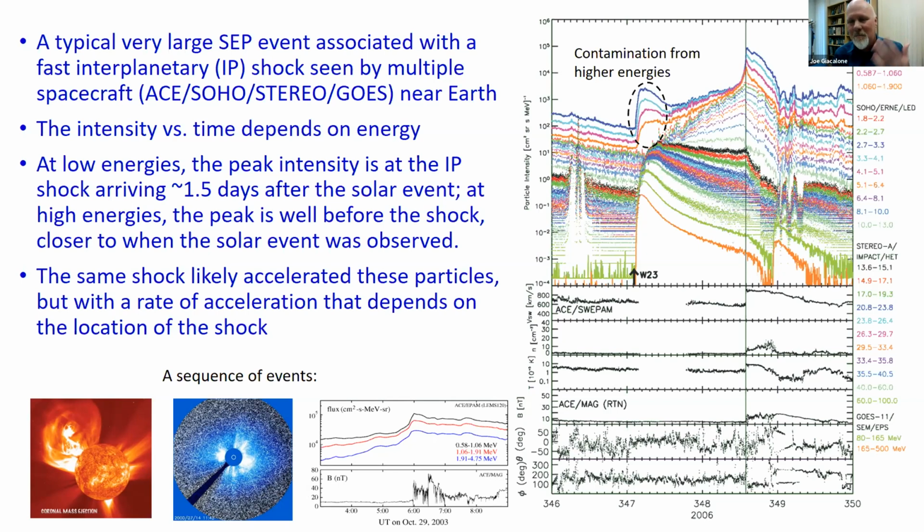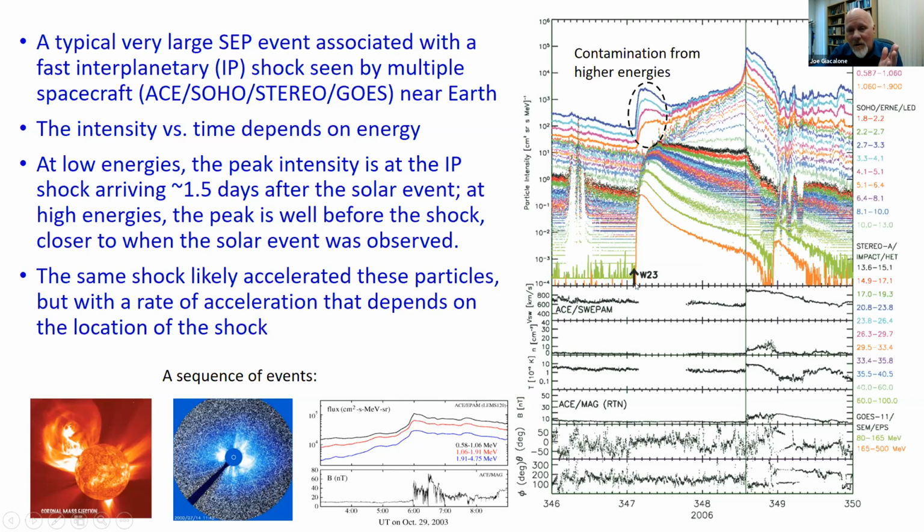So this is a multi-instrument plot. The lowest energies are at the top. So this is flux, going from the lowest energies down to the highest energies. You can see that the time intensity profile, so this is days on the bottom, depends on energy. So the highest energy particles get accelerated very rapidly. They come out to you and then they decay away with time, and you don't see too much when the CME actually crosses you later.